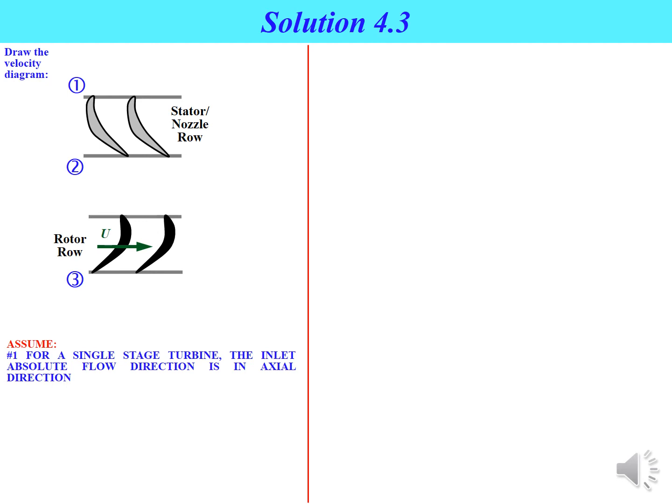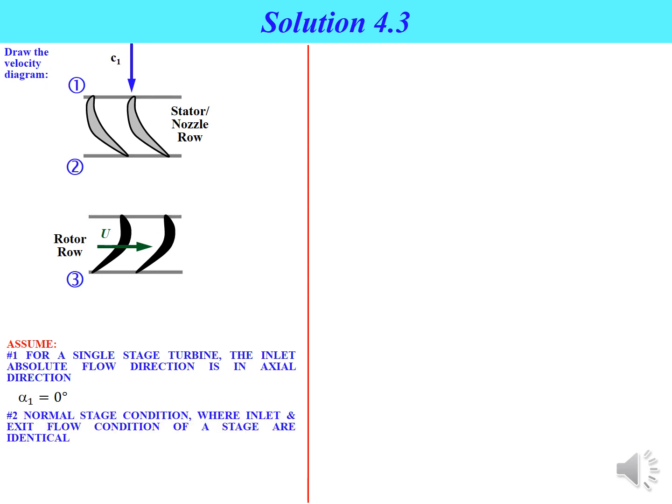The first assumption: for a single stage turbine, the inlet absolute flow direction is in the axial direction. So the C1 vector is in the axial flow direction, so that the angle of flow at the inlet of the nozzle will be 0 degrees. Alpha 1 equals 0 degrees.